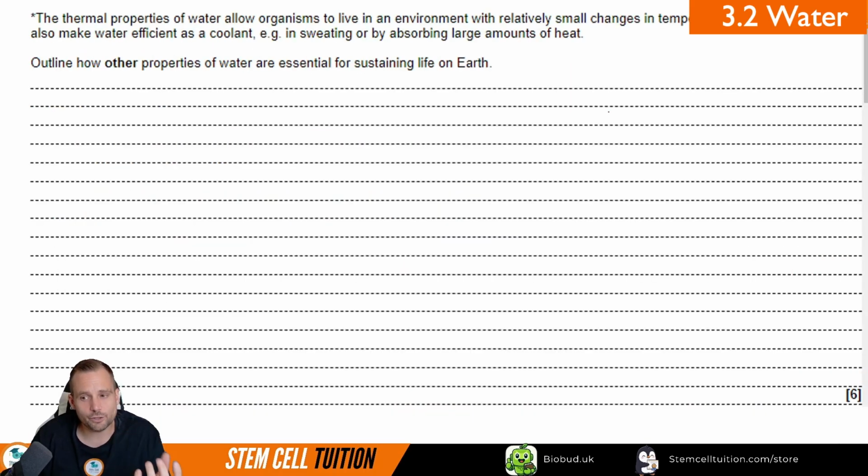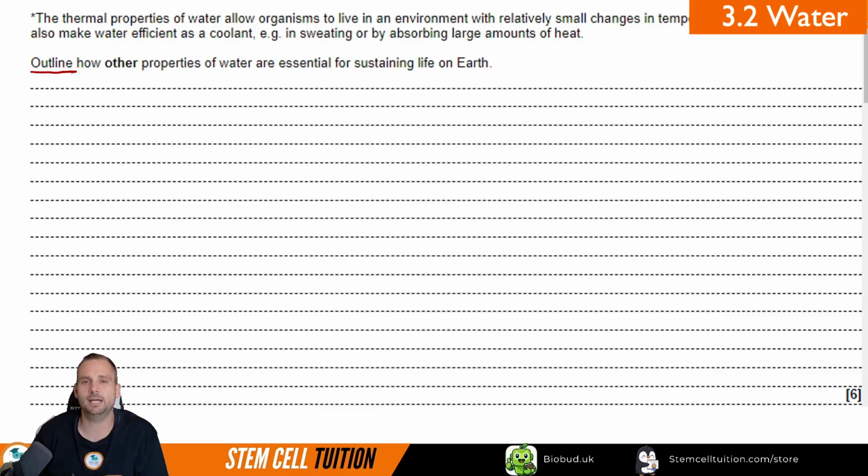Now again, this is another example of a big 6 marker where you need to apply your knowledge to the wording of the question. So we said outline. Now stop and think, what does outline mean? Outline means an overall summary. What they want from outline is a little bit about everything. They don't want you to go into incredible detail about one thing only. You can go into lots of detail about lots of things, but don't just do lots of detail on one thing. We want an overall summary.